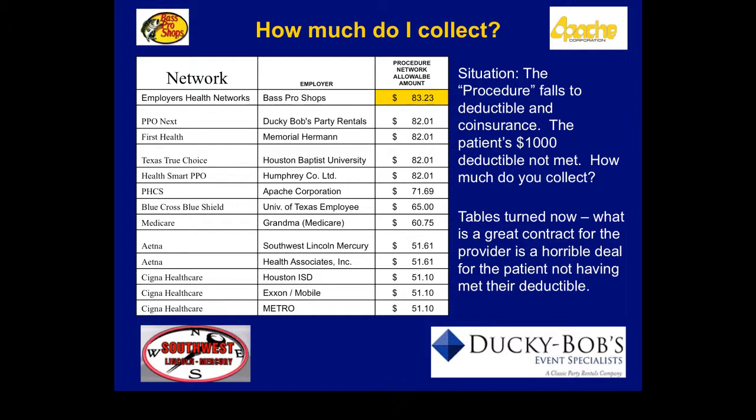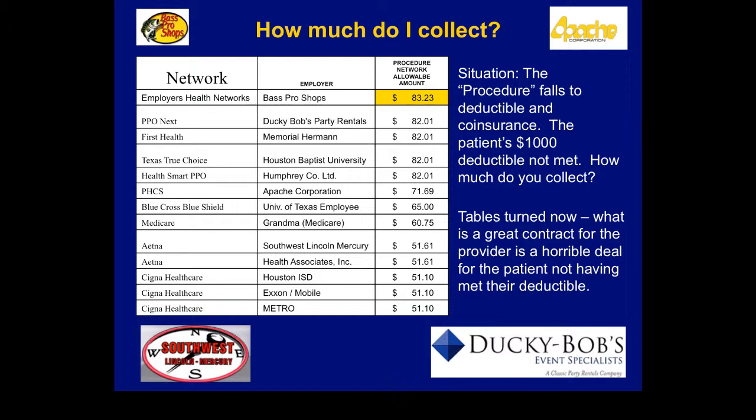Well, now the tables are turned. Remember back on that charge slide where I talked about how much do I have to pay? If I come in as a Bass Pro Shop employee who's under the Employers Health Network, remember the networks where your contracts are held, I'm going to collect $83.23 from you for that procedure. If a Health Associates employee walks in because they're covered under Aetna, and Aetna basically bottomed out their contracts with the doctors and were very aggressive and could use their market share, they're only going to pay $51.61 for that exact same service because they're under Aetna, and that's the network.